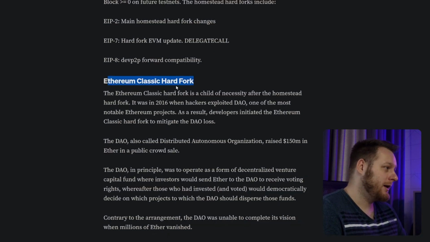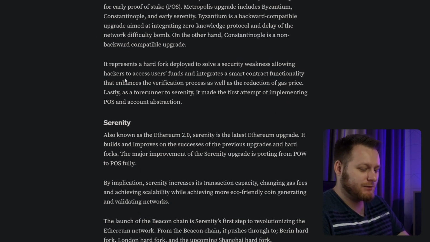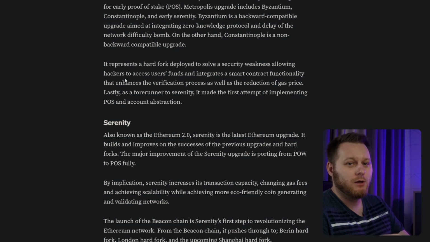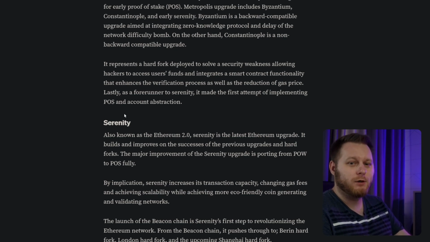Then, as I said, we have the Ethereum Classic hard fork after the DAO hack. Then we have Metropolis, in which the Ethereum Foundation started to work on switching to proof of stake, because for many years Ethereum worked as proof of work, just as Bitcoin does.